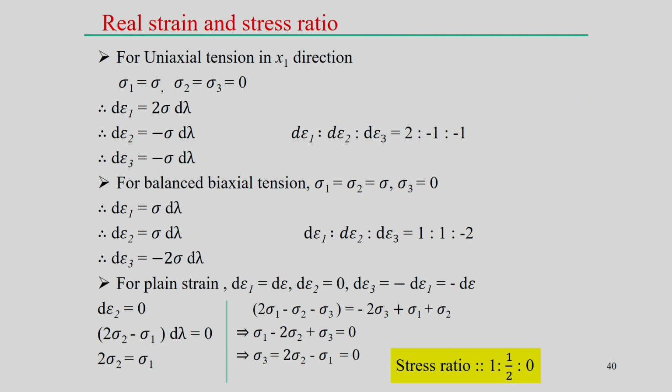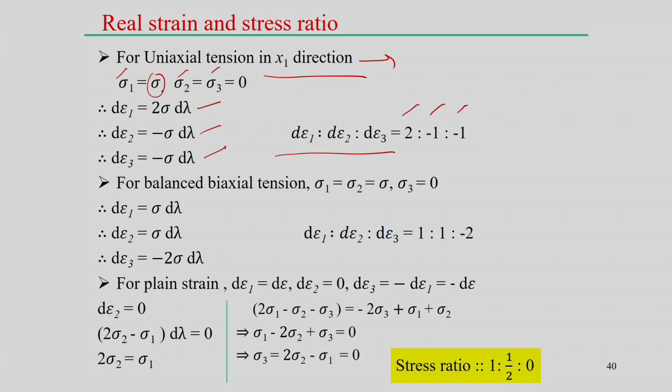Now, we can find out the real stress and strain ratio by looking into the normality conditions for uniaxial tensile testing in particular. In the x1 direction, sigma 1 equal to sigma, for example, sigma 2 is some stress value, and sigma 3 equal to 0. So, in these cases d epsilon 1 equal to this, similarly d epsilon 2 equal to this, and d epsilon 3 equal to this for uniaxial tensile testing. In this case the ratio of the incremental strain is 2:-1:-1.